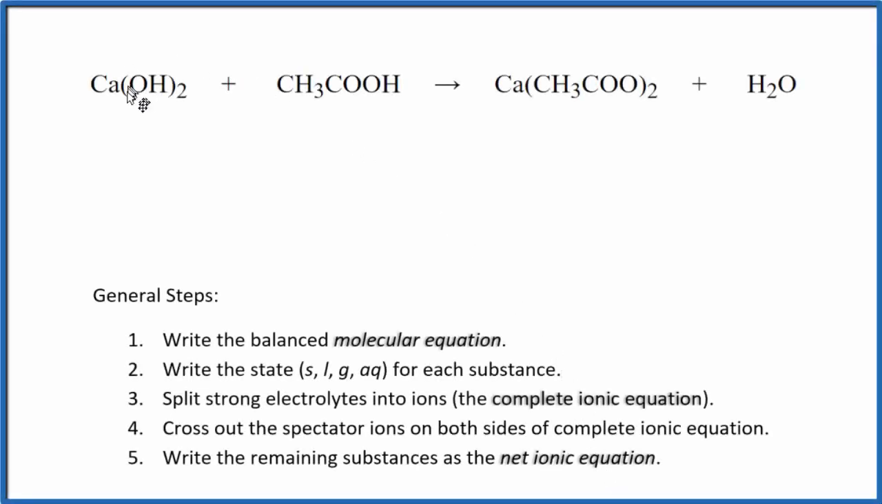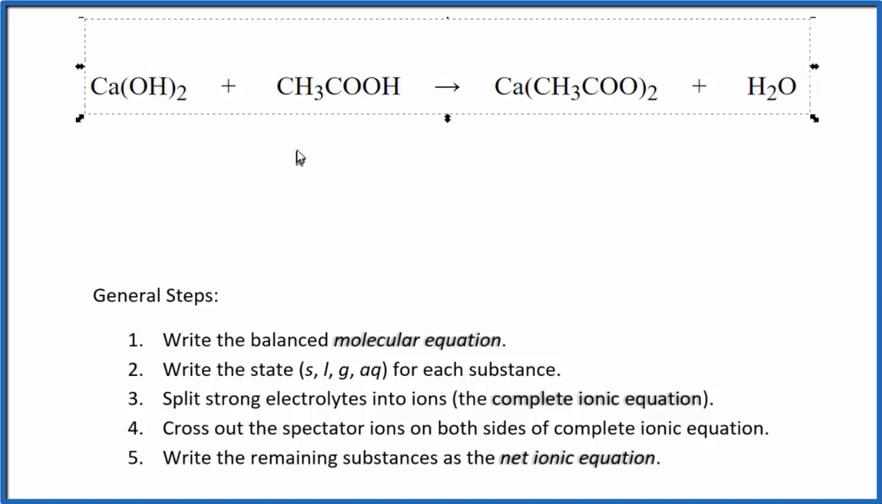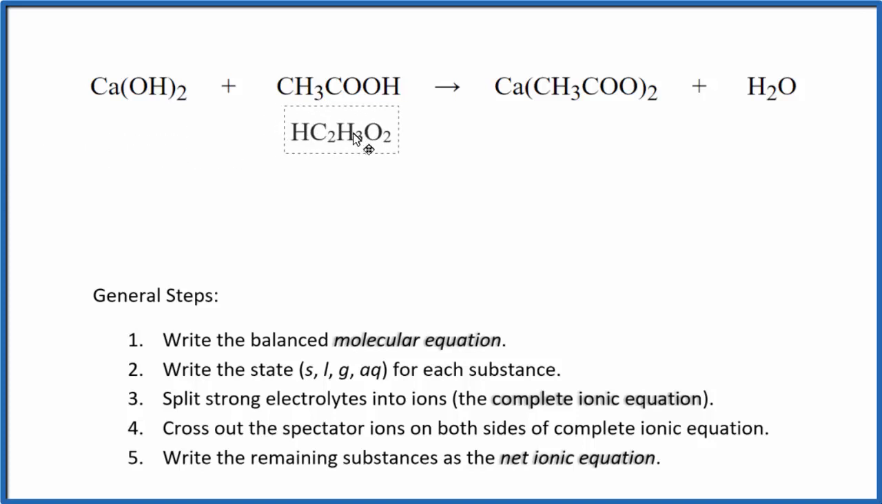In this video, we'll write the net ionic equation for Ca(OH)2 plus CH3COOH. This is calcium hydroxide plus acetic acid. Acetic acid, sometimes it's written like this. You'll often see it written like this. They're actually the same thing. It's just organized differently. So either way, this H here, that's what makes this an acid. Here they have this H in front. So we'll use this form here in the video, but those are two ways you can write it.